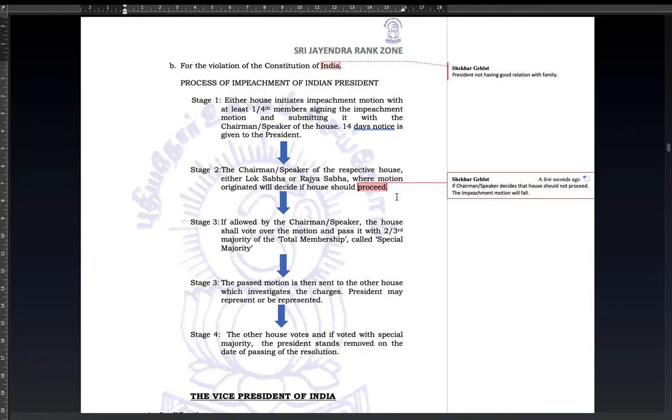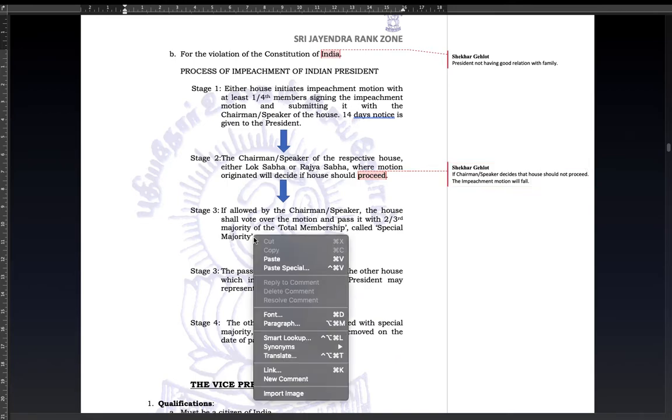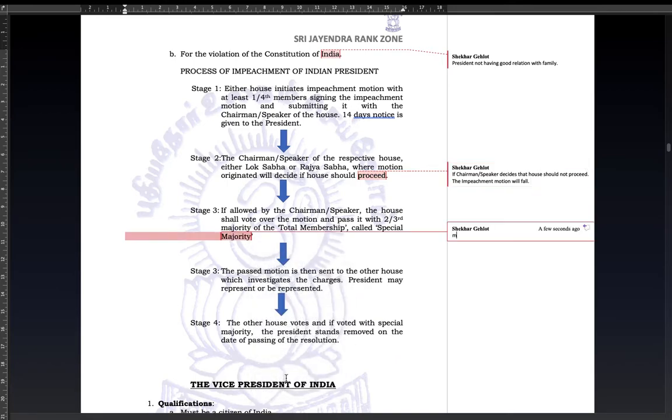But suppose he decides that the house should proceed, then what is the procedure? Then, if allowed by the chairman or speaker, the house shall vote over the motion and pass it with a two-thirds special majority of the total membership, called special majority. This two-thirds majority means more than 75% votes. Okay, more than 75% MPs should vote in favor in that particular house. That is called special majority, and then it will pass from that particular house.